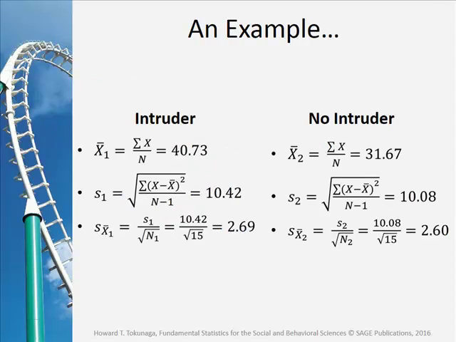So they collected data. They had 15 observations in each condition, so that's a total of 30. Right? We have 30 observations. For the intruder, it took, on average, 40 seconds to vacate the parking spot when there was somebody clearly waiting for it. When there was no intruder, it took, on average, 31 seconds.